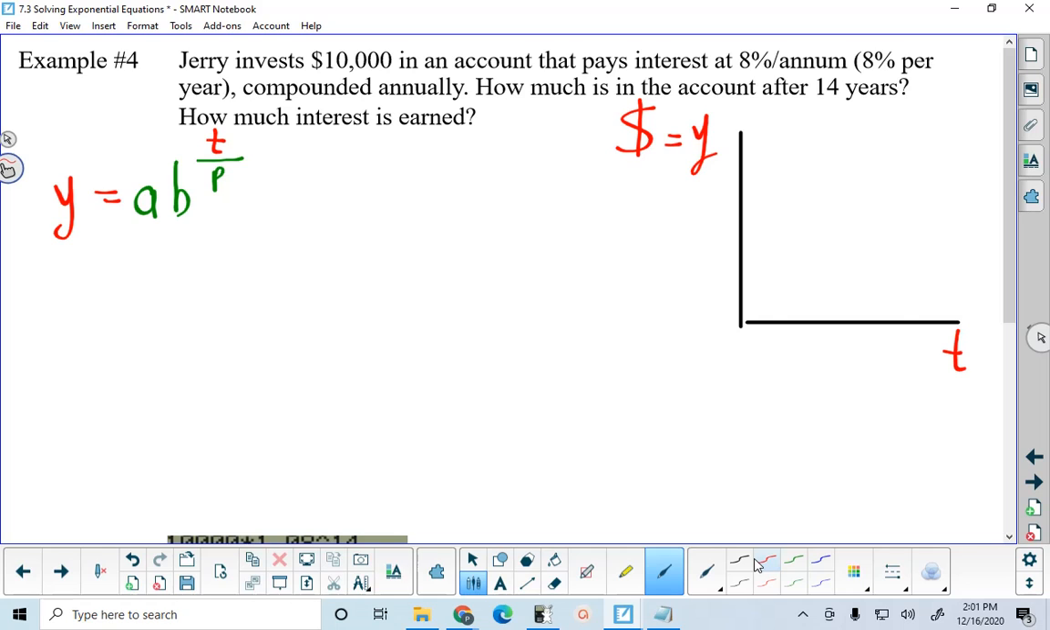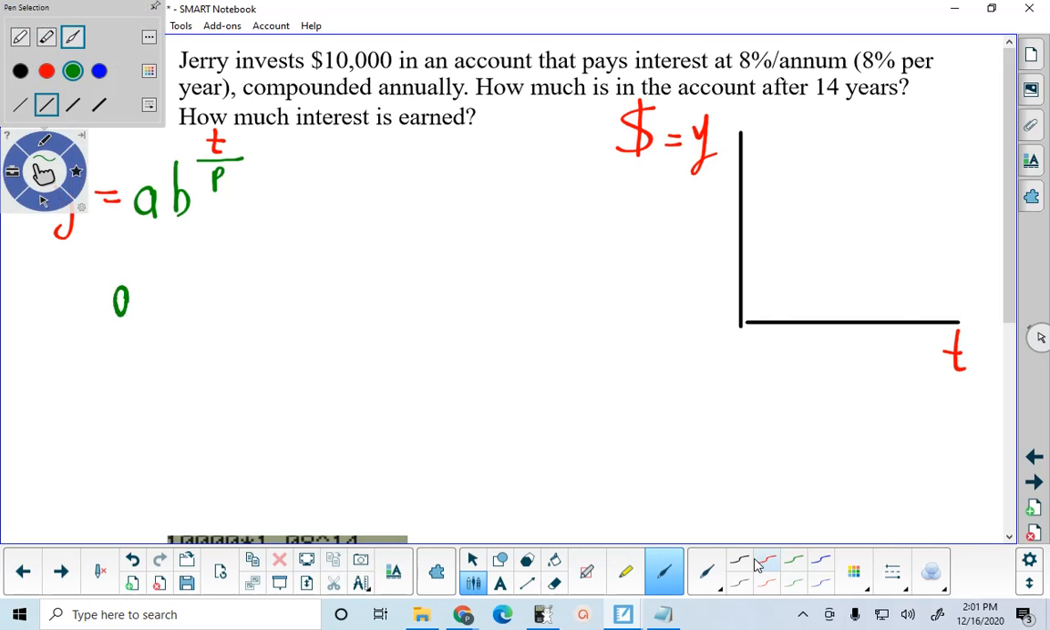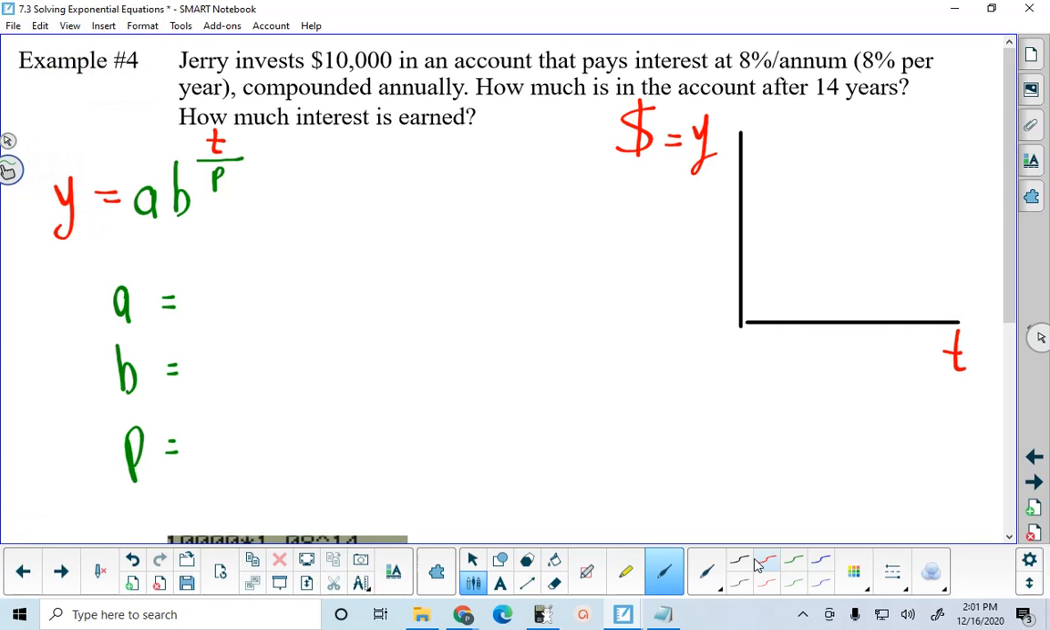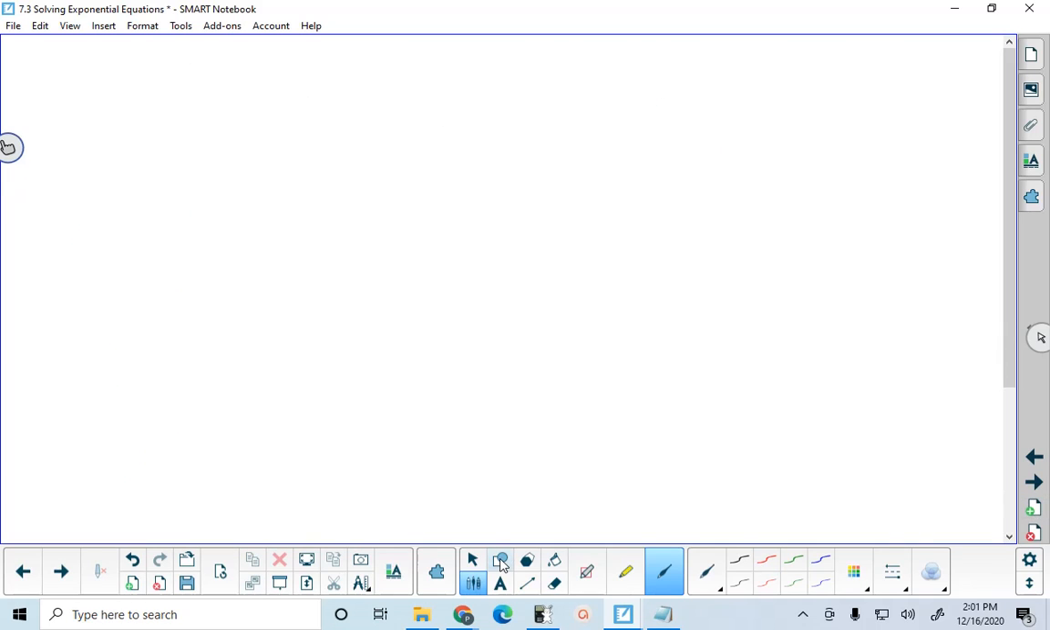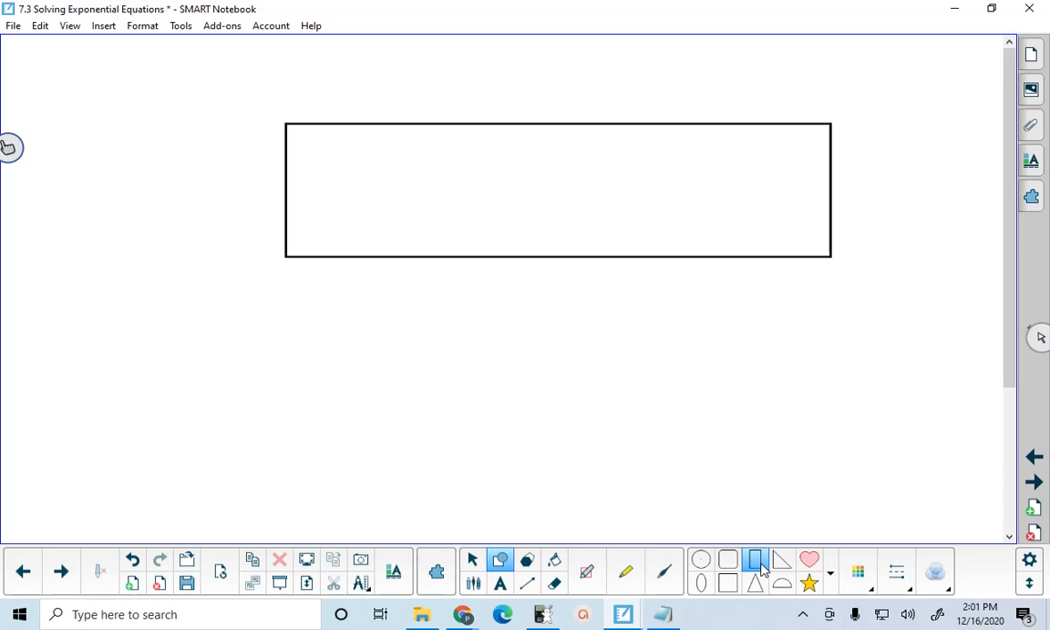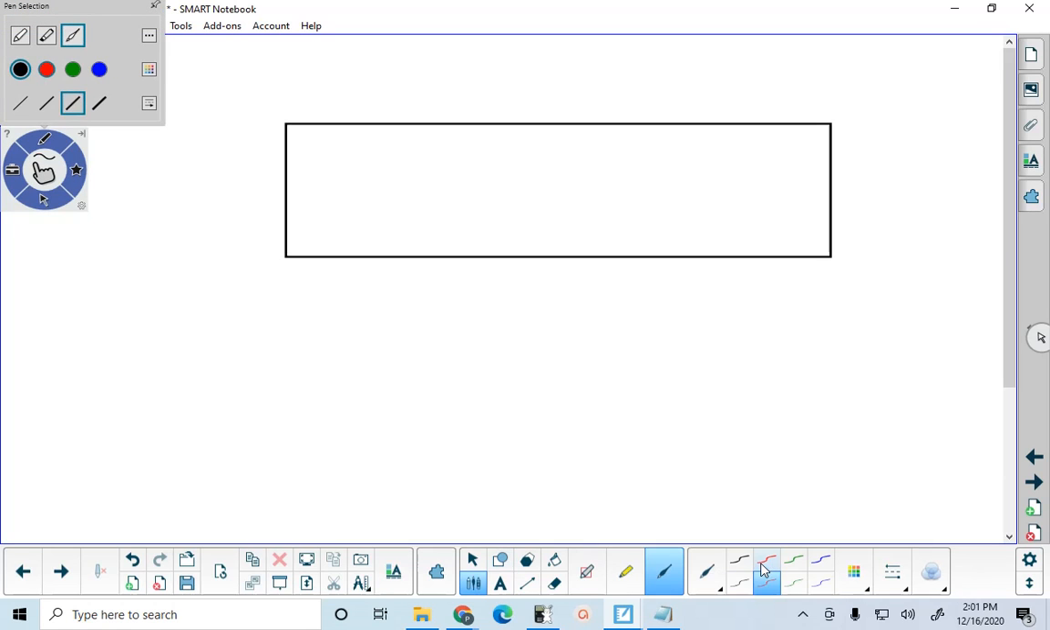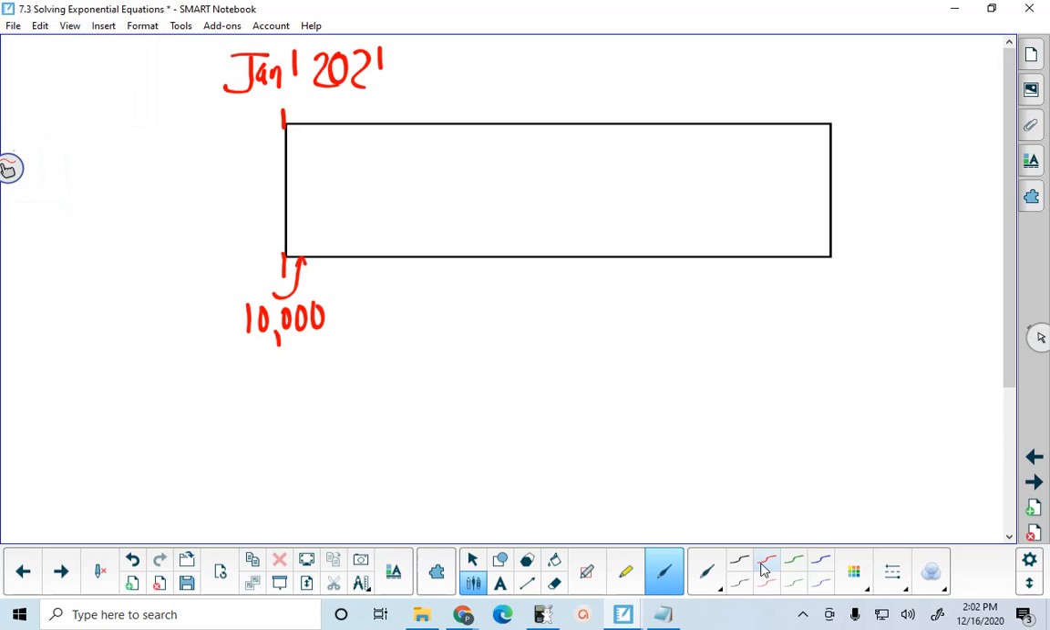So to come up with an equation that we're going to use, we have to come up with the values of these three parameters. A equals something, B equals something, P equals something. So what does it mean to say that he gets interest compounded annually? What it means is that on January 1st, he puts the $10,000 into the account. 10K goes out of his pocket and into the account on January 1st, 2021.